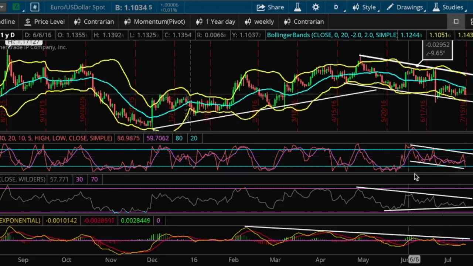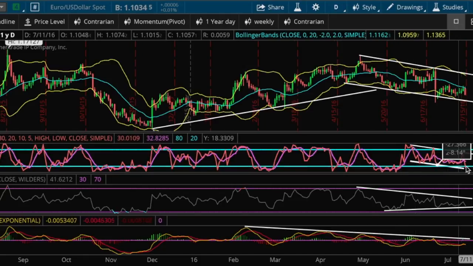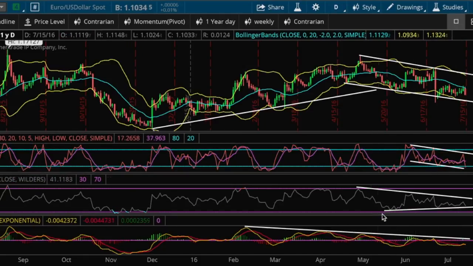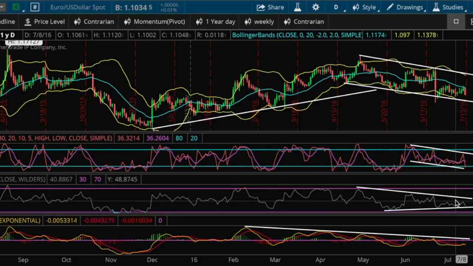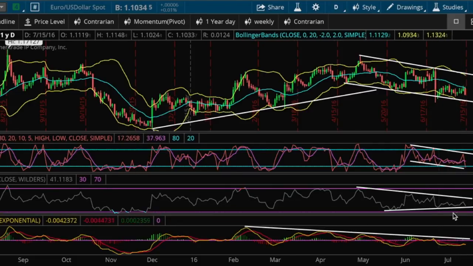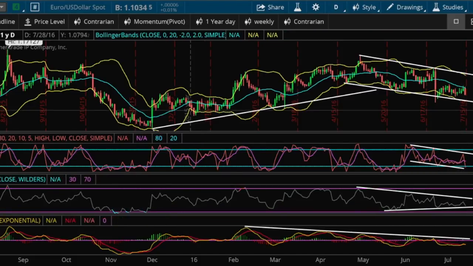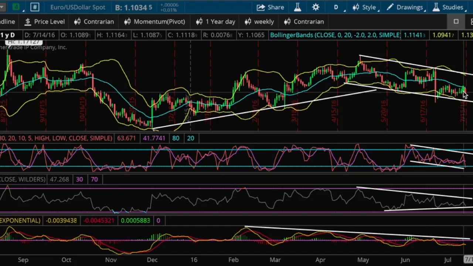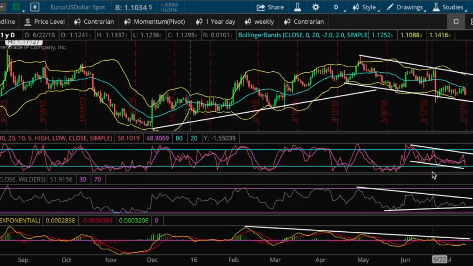This is a very strong channel. The stochastics has the same channel. The RSI has a bit of a wedge pattern forming. You can probably see the RSI fall below it as price is most likely going to come down further and further down to the 109 level.